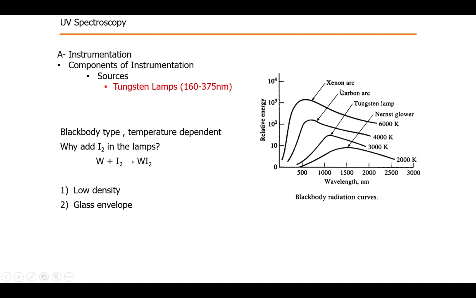All these radiation sources are here. They produce energies in different temperature zones: 2000 K, 3000 K, 4000 K, 6000 K. These are the unit of the brilliance taken equivalent to the temperature, and these all, tungsten, carbon, xenon and Nernst glower, produce energy in these brilliance regions.